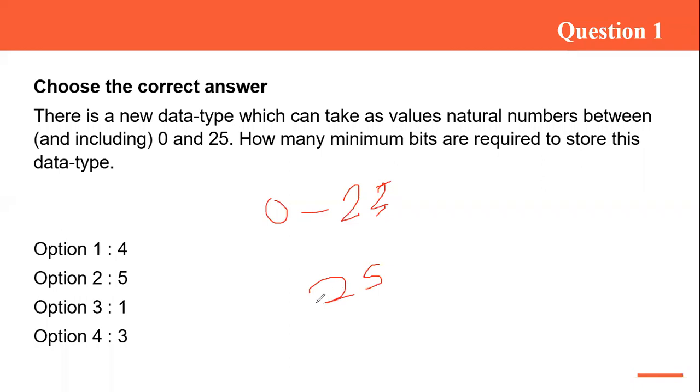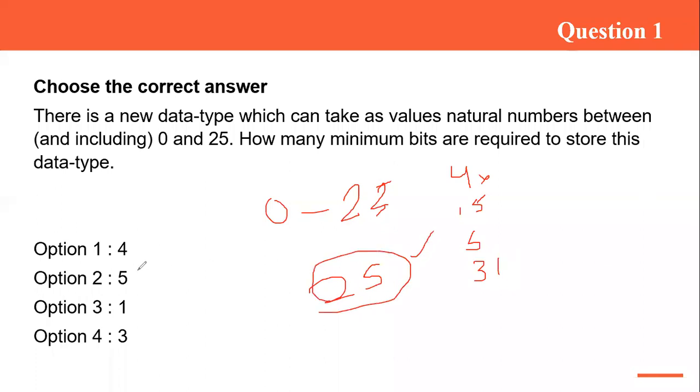5 bits? Okay. What if I say okay? What is the maximum number you can represent for 4 bits? 2 power 4 minus 1. What is 2 power 4 minus 1? 15. Right? So 4 bits is not possible. 5 bits, what is the number you can represent? 2 power 5 minus 1. 32 minus 1, 31. So within 31, you can represent 25?